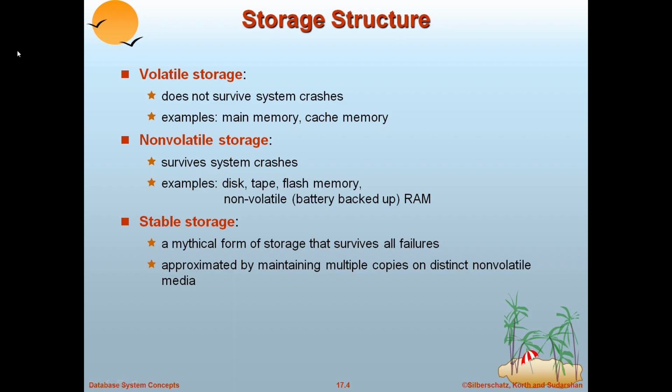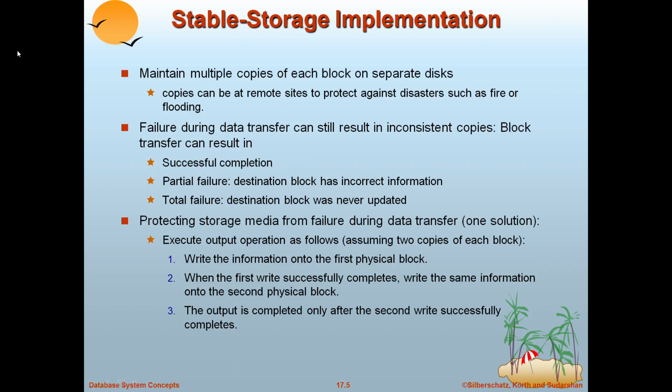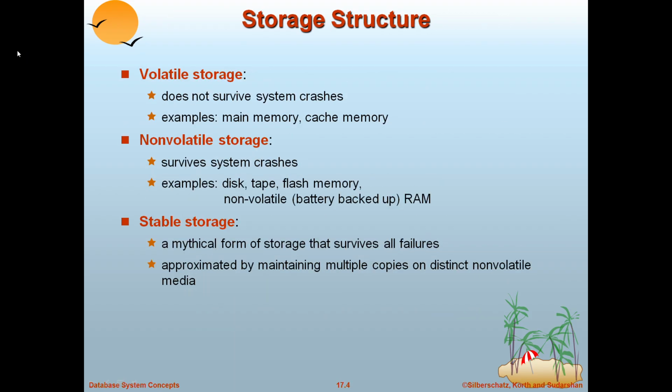The second type is non-volatile storage. With non-volatile storage, even though the system crashes, the data may survive. Examples are disk storage, tape, flash memory, and non-volatile RAM. The other storage is stable storage. It is a mythical form of storage that survives all failures. This is approximated by maintaining multiple copies on distinct non-volatile media. These are the various storage structures and how we can implement stable storage.